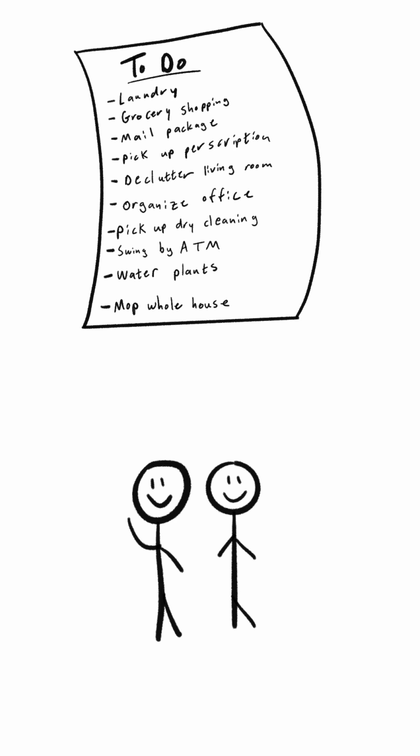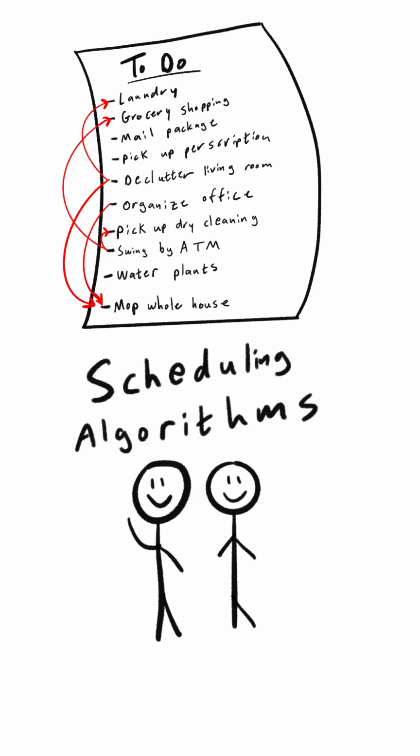Imagine you have 10 errands, 2 people to do them, and some tasks depend on others. How do you finish everything fastest? That's exactly what scheduling algorithms try to solve.